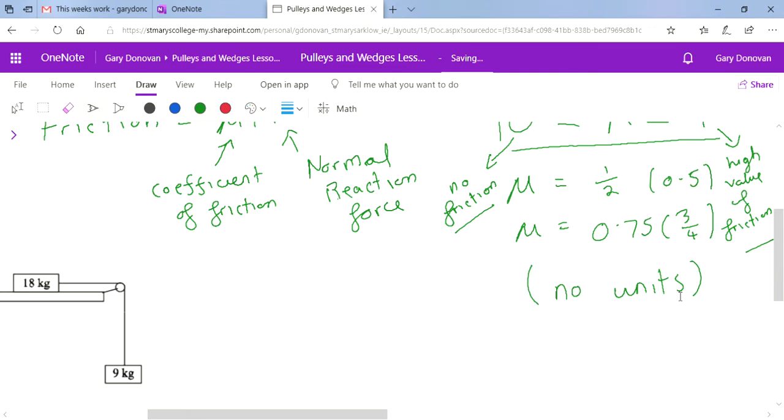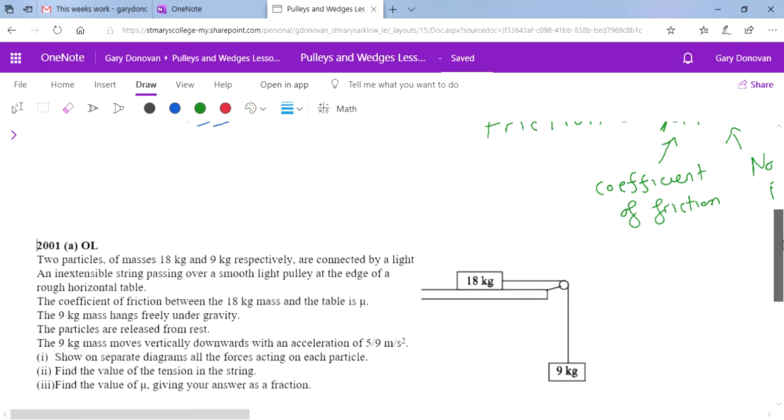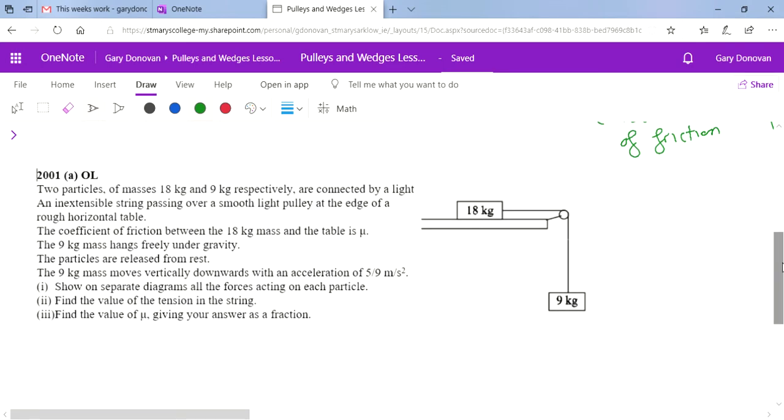So the best thing to do is show you a question with this. This is the 2001 ordinary level question. It's on page 7 of your booklet, and there's a solution there as well for you to look at.